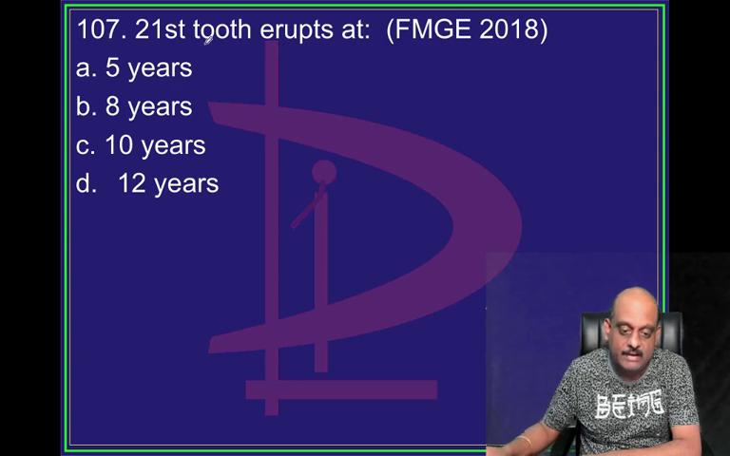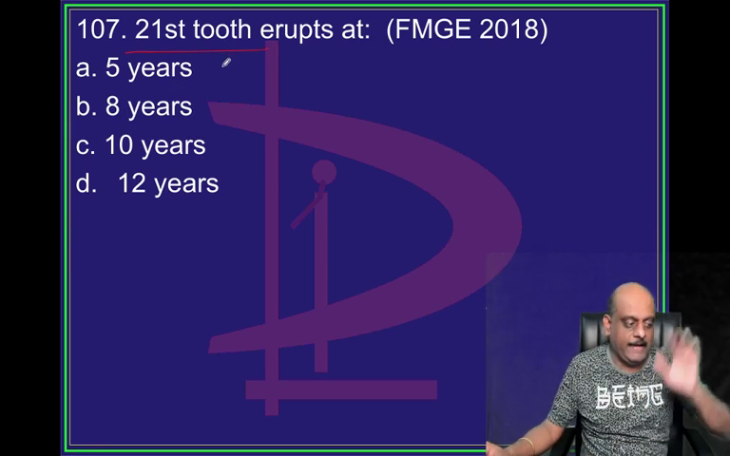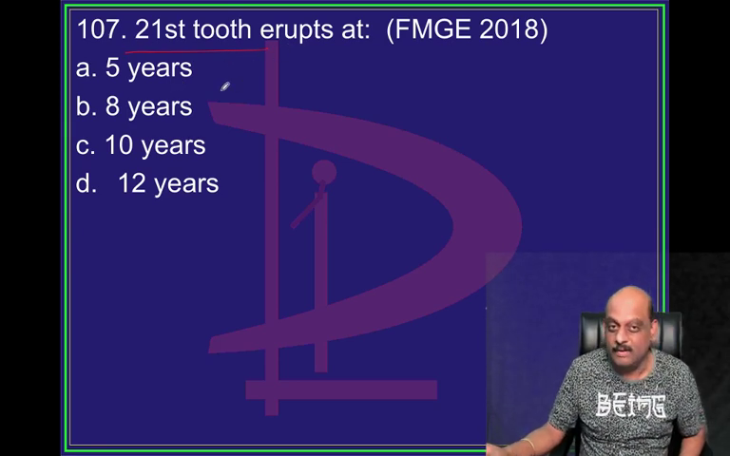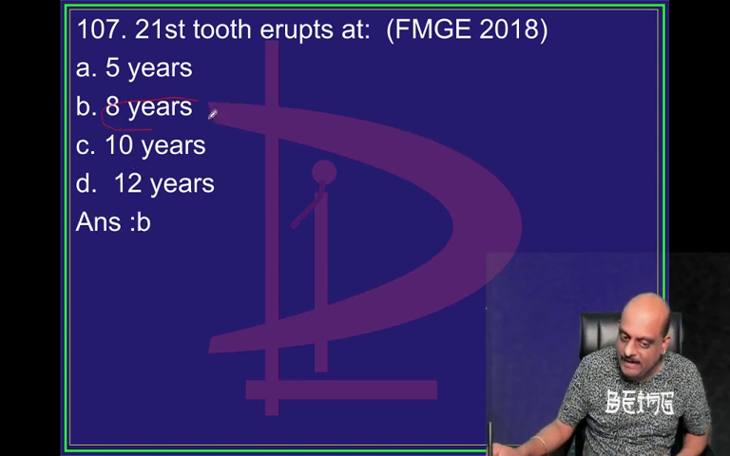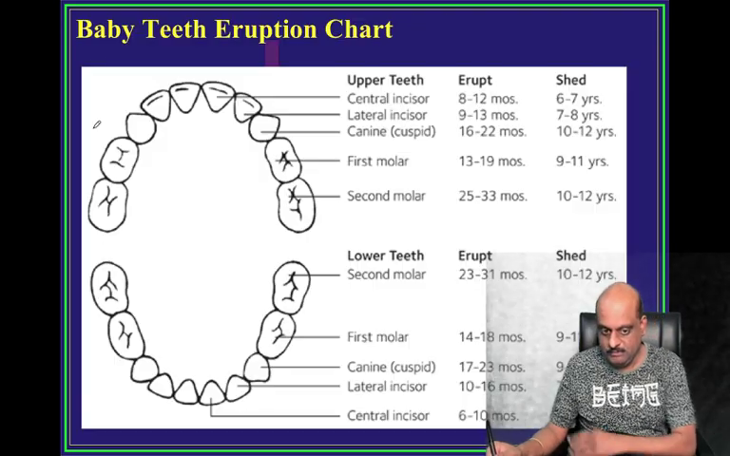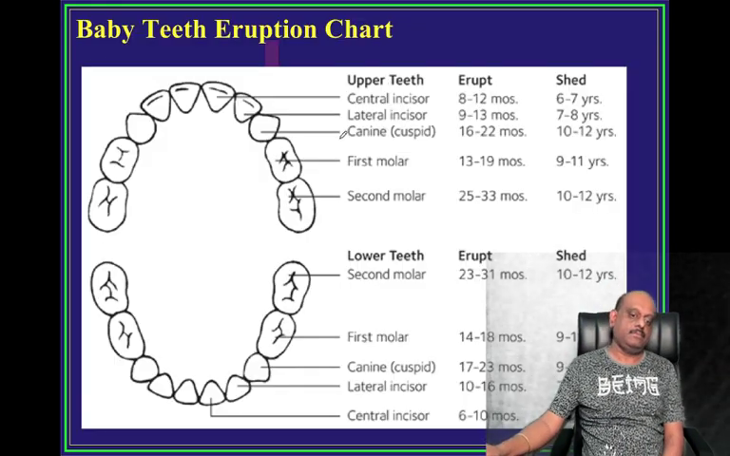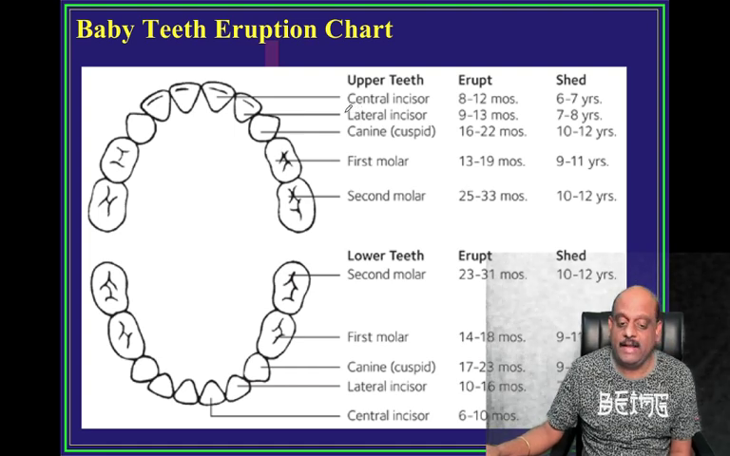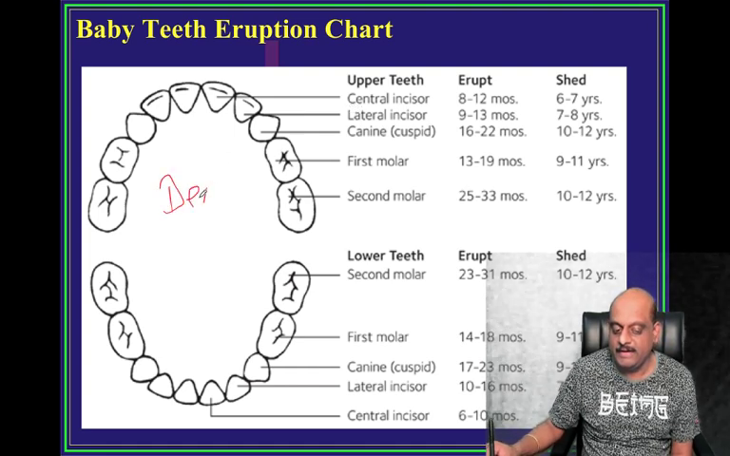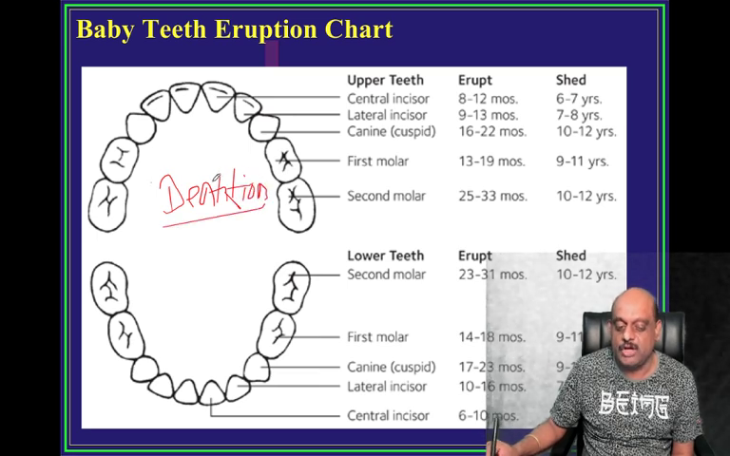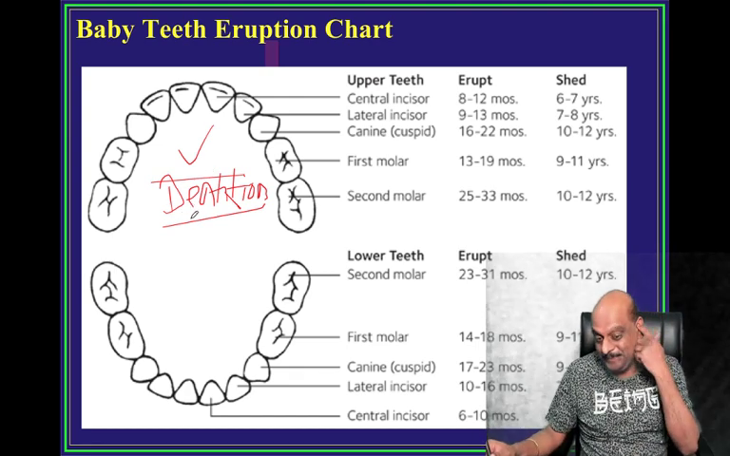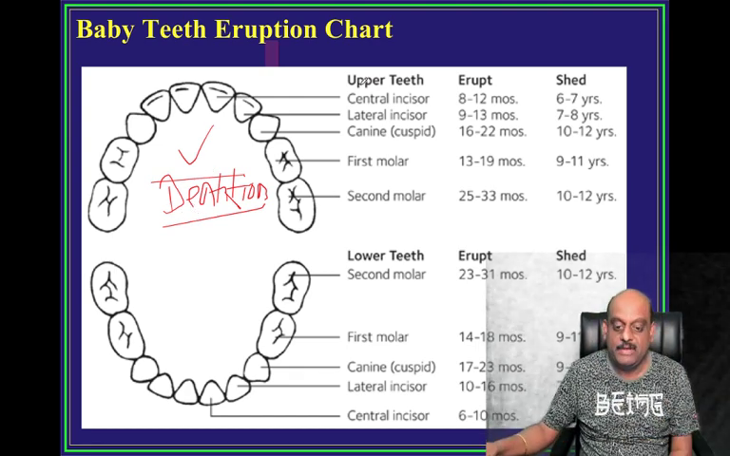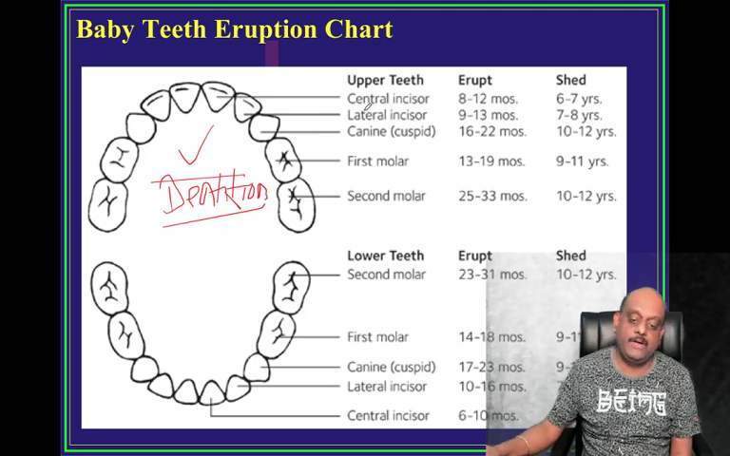Iris. The 21st tooth erupts typically at the 8th year. So you should know, dentition is one area, doctor, that is the most torturous area in the preparation for the NEET PG exam. Still we need to learn it. So what is the order of eruption, doctor?